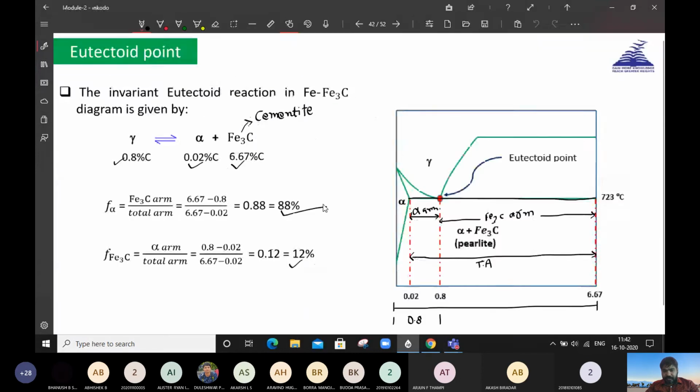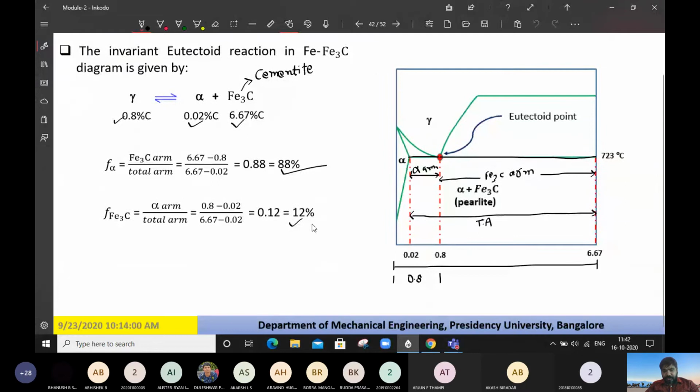This is the eutectoid. Yes, correct. So you can see the near about the ratio of alpha and Fe3C. If you find out the ratio, 88 weight percent of alpha will be there, divided by 12, so it will come to 7.3. So it will be near about 8.